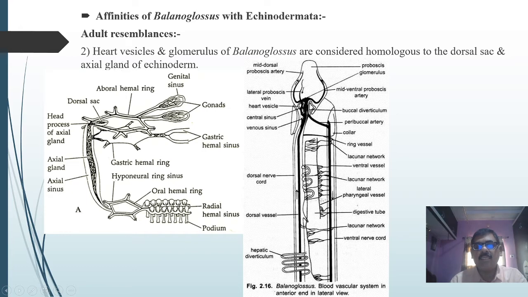If you observe here, this is the heart vesicle. What is the function of this dorsal sac? It acts as a pumping organ, like a heart, and this is the axial gland. Here the heart vesicle acts as a pumping organ, or acts like a heart, and that is the glomerulus, which you can observe here. So these are comparable or homologous structures found in both groups.